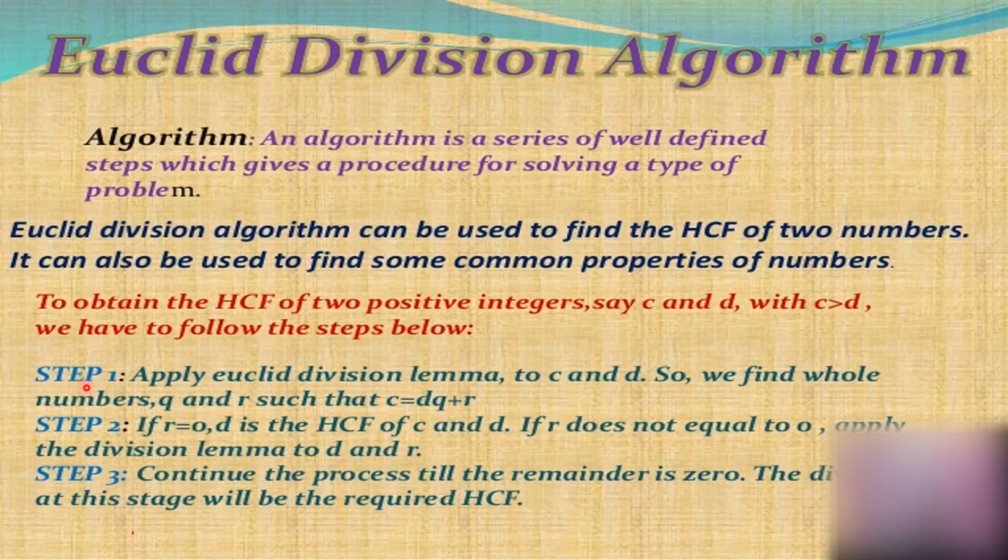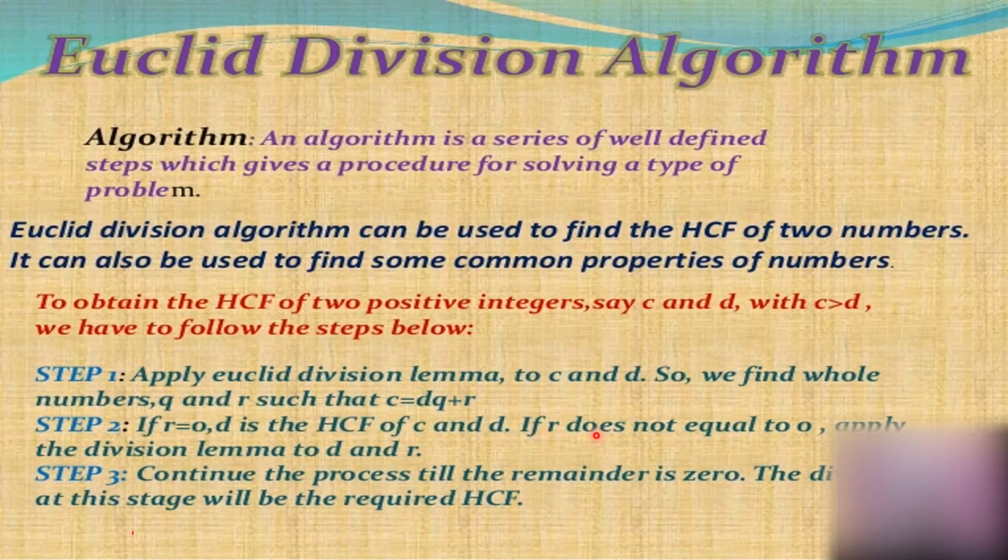What are these steps? The very first step is to apply Euclid division lemma for C and D. So we find the whole numbers Q, quotient, and R, remainder, such that C, the dividend, can be written as divisor into quotient plus remainder. Now we have to do the same thing by considering D as dividend and the remainder as divisor. We follow the same step until we get R equal to 0. Second step: if R is equal to 0, D, the last divisor, is the HCF of the two numbers C and D.